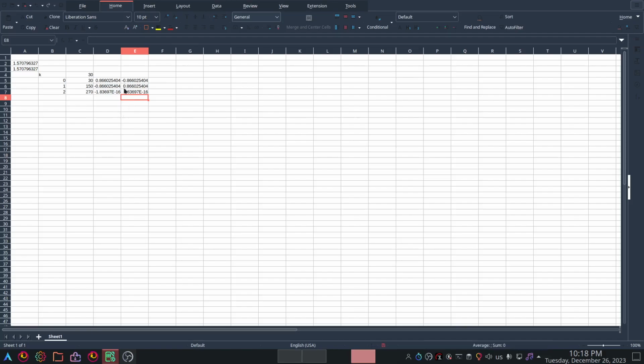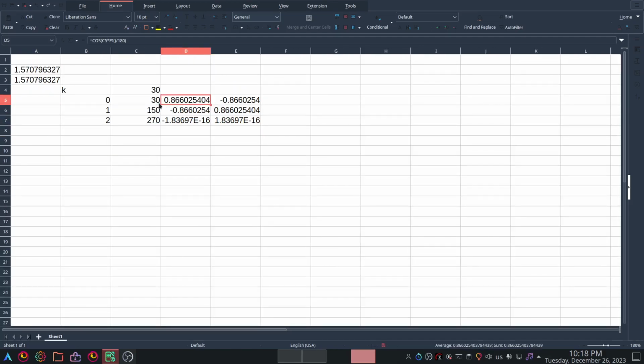Now, what do we notice here? Cosine of 30 equals minus cosine of 150, so that's the first value. Cosine of 150 equals minus cosine of 30, which is the second value. Cosine of 270 equals minus cosine of 270, and both of them should be 0. As you can see, this is minus 1.83 times 10 to the minus 16, and this is 1.83 times 10 to the minus 16. Essentially, both of these are actually 0, so it doesn't really matter.